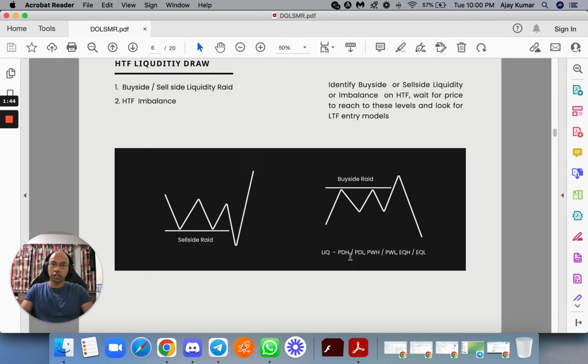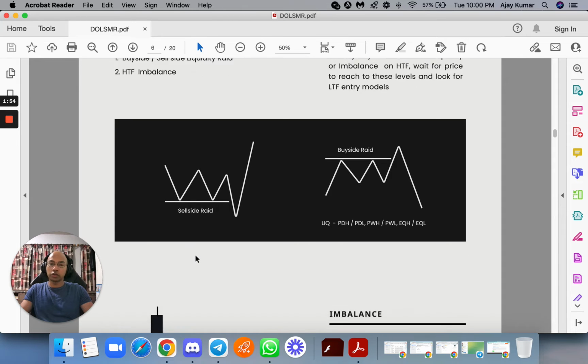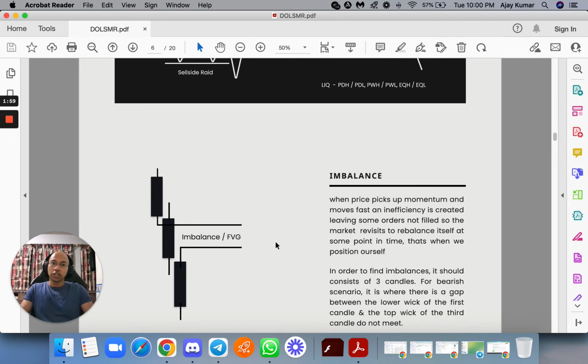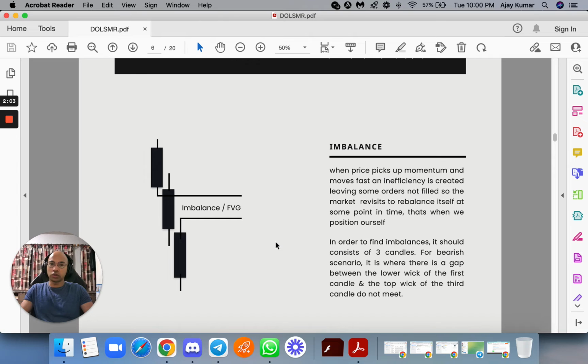So you can see liquidity can be previous day high, previous day low, previous week high, previous week low, equal highs, equal lows. Those are liquidity pools, and when price goes for those liquidity pools, it is called drawn liquidity. So the first step of the strategy is the draw on liquidity, drawn liquidity of higher time frames.